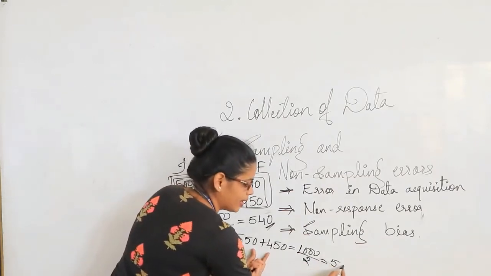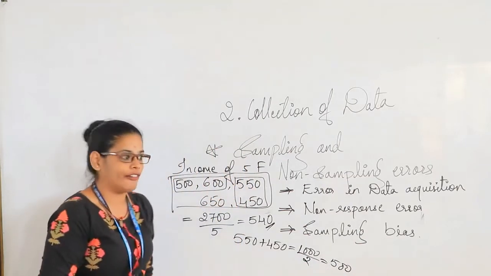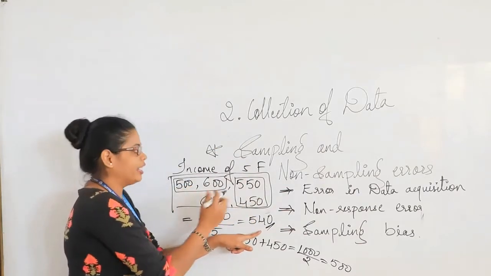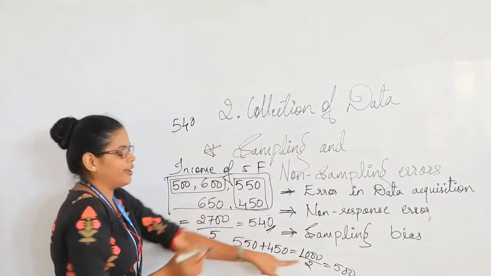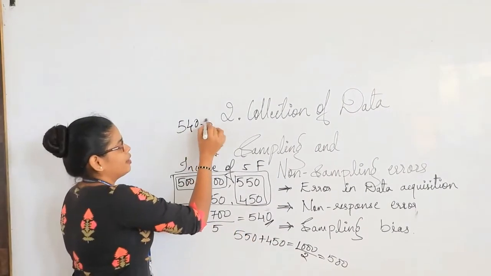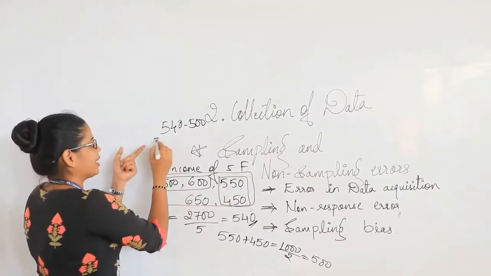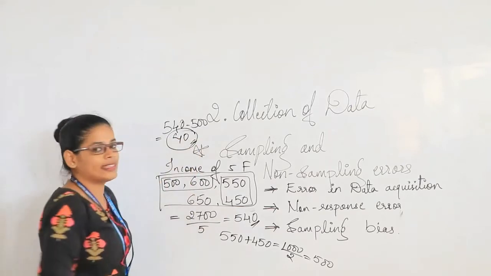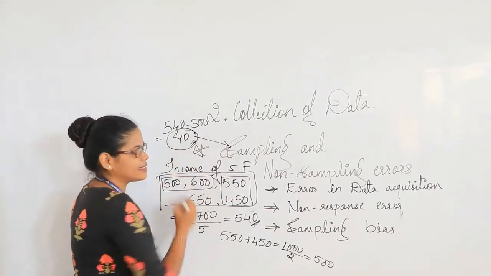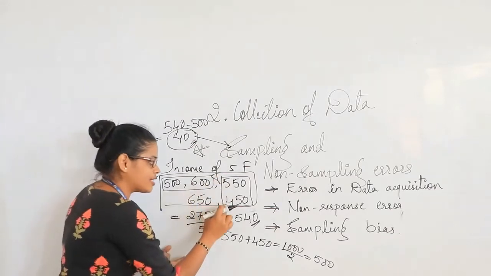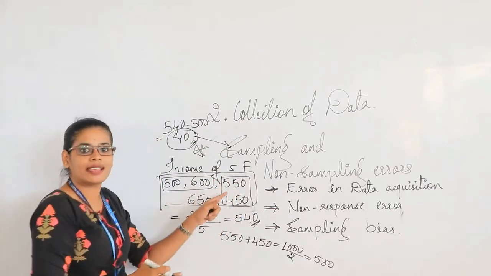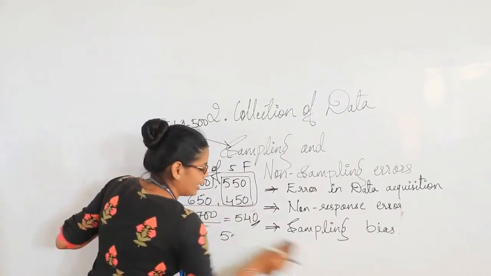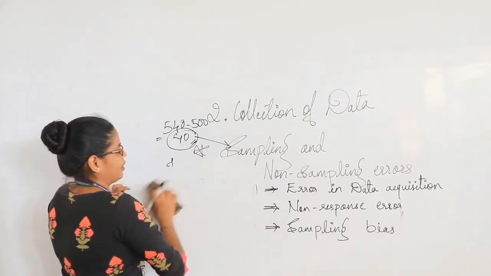Here you can find that the average is 500, but when you calculated the average of the entire population, it was 540, and when you have estimated, it has become 500. Now you can see that 40 is the difference which we are getting here. So this is considered as the error. This is considered as the sampling error. Why? Because we have considered only these 2 families as the sample for the entire population frame. So this is how we calculate the sampling error.